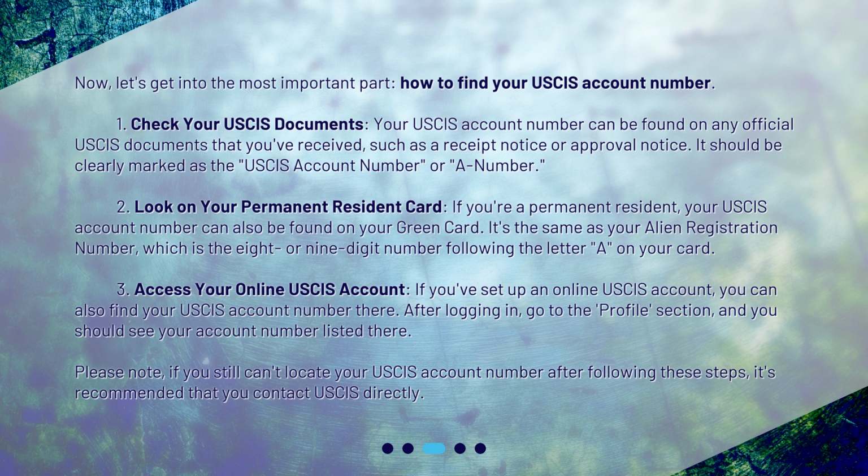3. Access your online USCIS account. If you've set up an online USCIS account, you can also find your USCIS account number there. After logging in, go to the Profile section, and you should see your account number listed there. Please note, if you still can't locate your USCIS account number after following these steps, it's recommended that you contact USCIS directly.